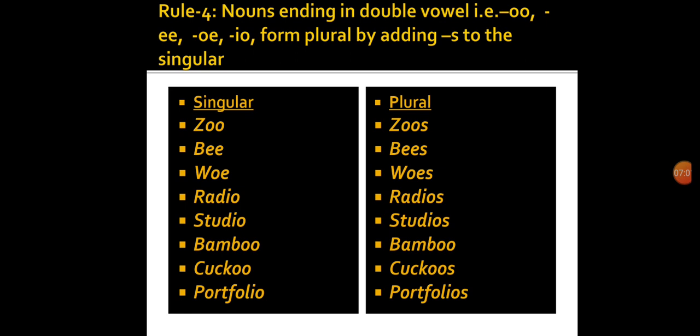Now I come to rule 4, that is nouns ending in double vowel, that is either double o, double e, oe, io. These nouns form plural by adding s to the singular. See some examples. Zoo. Here we add s for its plural, that is zoos. Similarly, bee, bees, woe, woes, radio, radios, studio, studios, bamboo, bamboos, cuckoo, cuckoos, portfolio, portfolios.